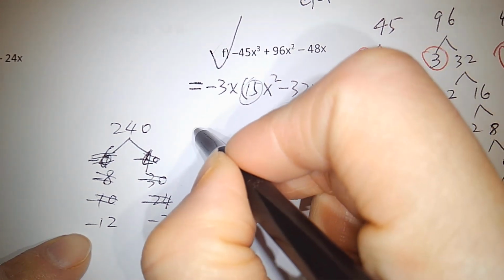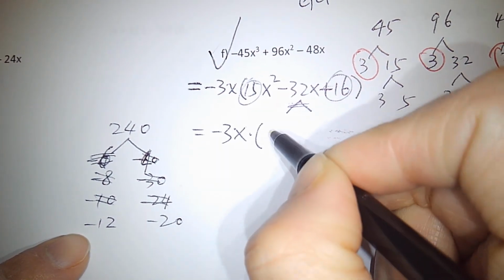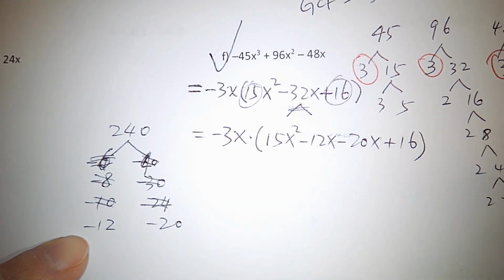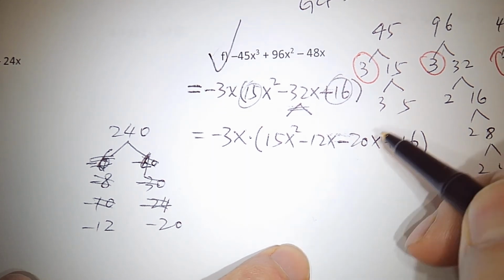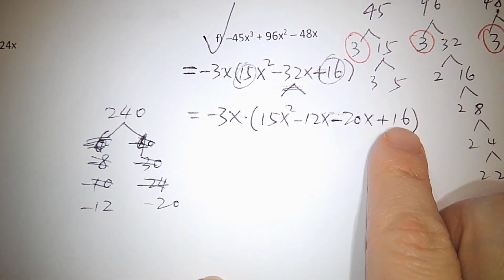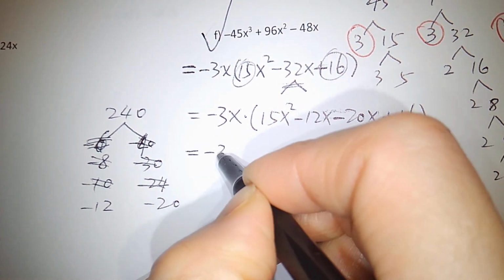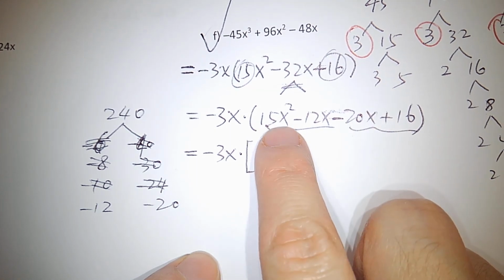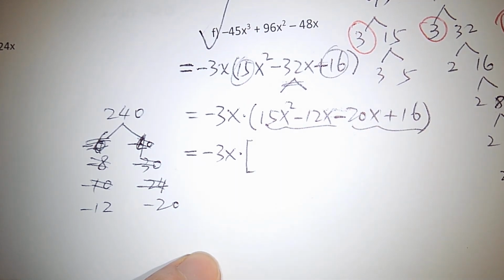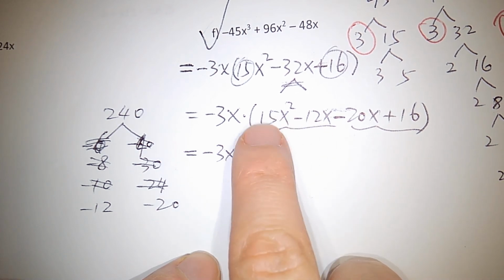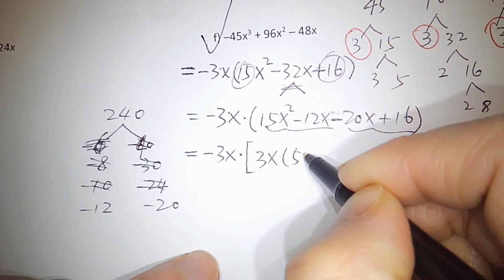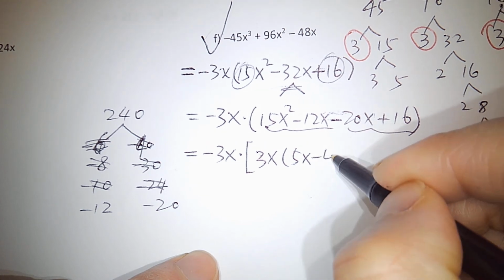Okay, you guys really get it. Negative 3x times the parentheses: 15x squared minus 12x minus 20x plus 16. Four terms, what do we do now? Grouping, right? 15x squared minus 12x, any common factor? Yes, x. 15, 12, any common factor? 3, yes. So 3x, times 5x minus 4, okay?